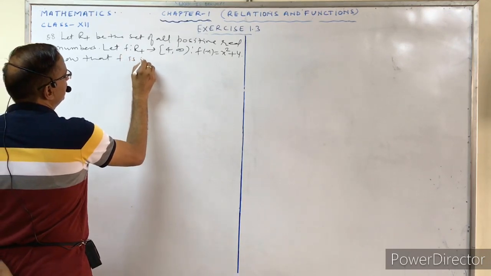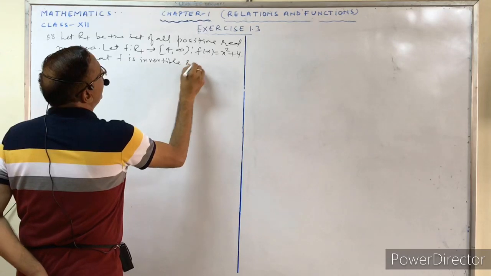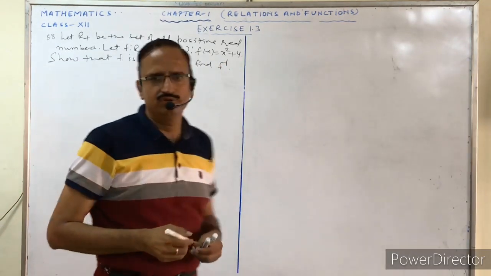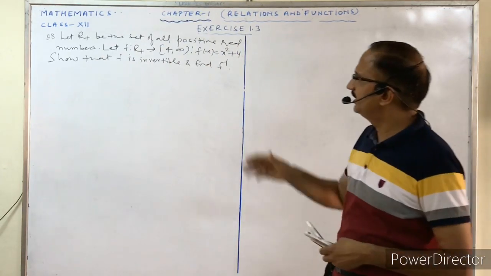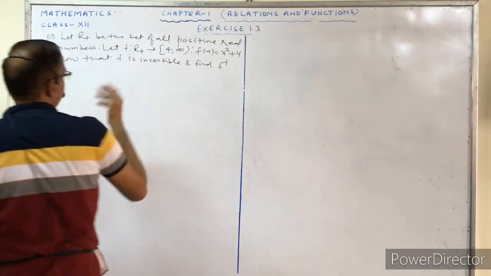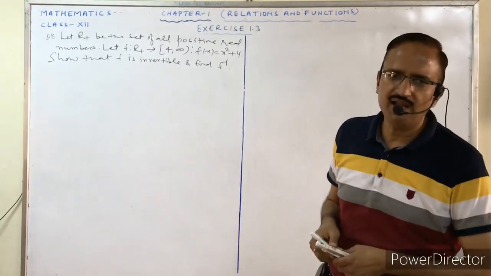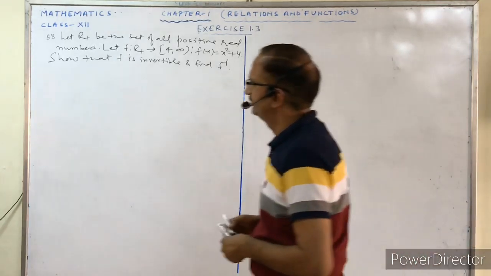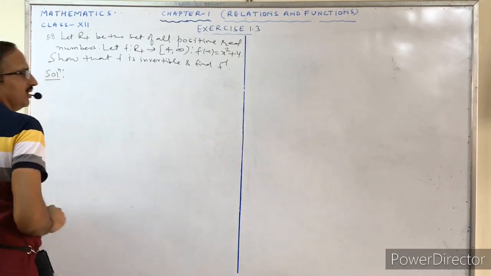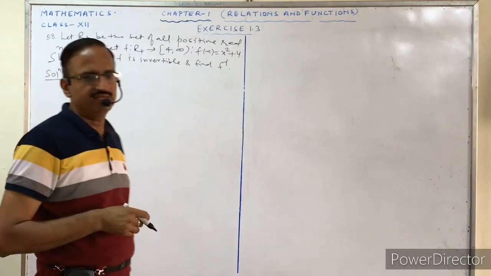F is invertible and find f inverse. So this is the same as we have done in question number 6. First of all, we have to prove that this is invertible. Then we have to find the inverse of f. So the solution is the same. The method is the same. We will apply the same method.